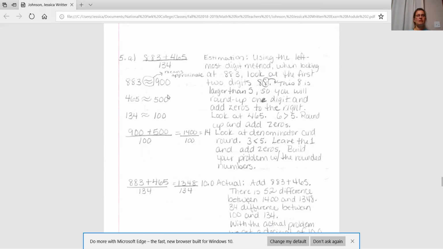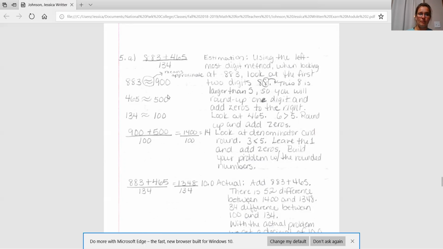So we have 883. You need to look at the second 8 in the tens place. That 8 is larger than 5, so you're going to have to round the 8 up in the hundreds place to 900. And you're going to use a squiggly equal sign, which means approximate. So 883 approximates 900. And 465 approximates 500 because the 6 in the tens place is larger than 5.